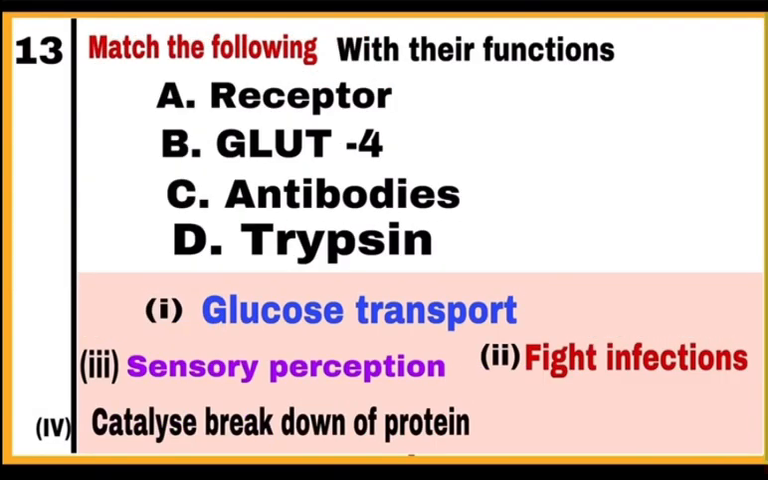Number 13. Match the following with their functions. A. Receptor. They help in sensory perception like smell, taste, etc. B. GLUT4. It helps in glucose transport. C. Antibodies. They help in fighting with the disease germs. D. Trypsin. It is an enzyme which catalyzes breakdown of proteins. So here A matches with 3, sensory perception, B with 1, glucose transport, C with 2, fight infection, and D with 4, catalyze breakdown of proteins.